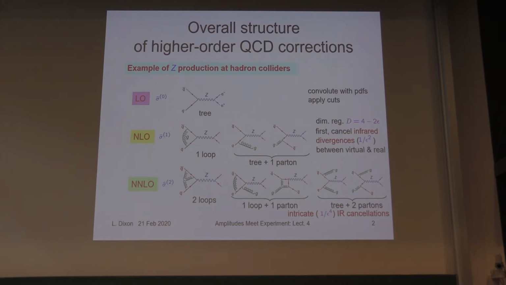For example, Q Q bar goes to a Z plus a gluon, or Q bar G goes to Z plus a Q bar. And we'll encounter later on divergences in the phase space integrals that will be up to 1 over epsilon and even 1 over epsilon squared that will cancel against virtual divergences on the other side. And at next to leading order, there are also intricate cancellations across all three categories.